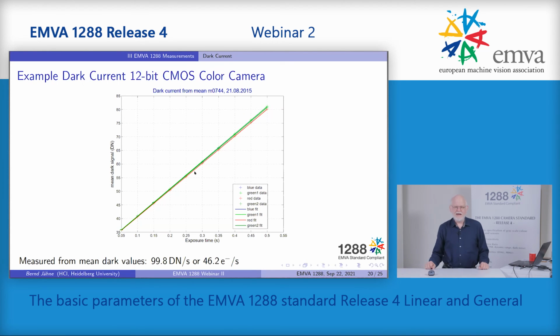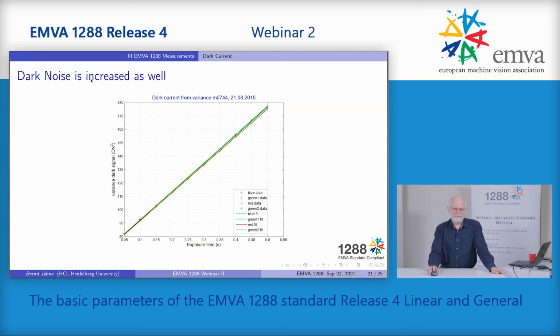Just to show you one example of a dark current measurement here, of course, for different colors. If they have the same gain, all these colored pixels should, of course, give exactly the same increase of the dark signal as a function of the exposure time and should be linear, as I explained. And what you can also see is that the dark noise is increased as well. That means if you take the same sensor with a higher exposure time, you get a higher dark noise, less dynamic range, and all these kinds of things. That's always what you have to consider.